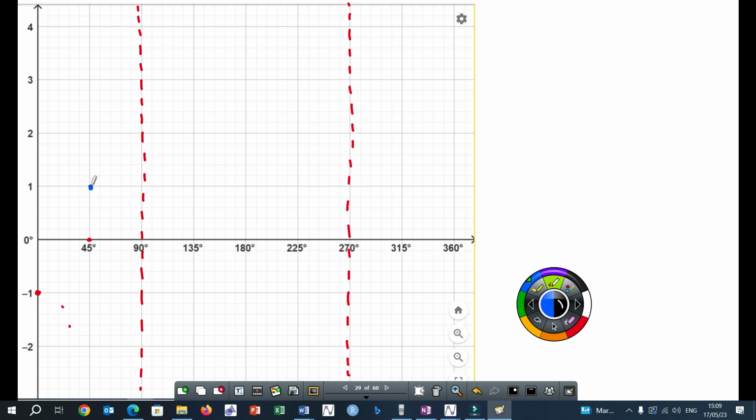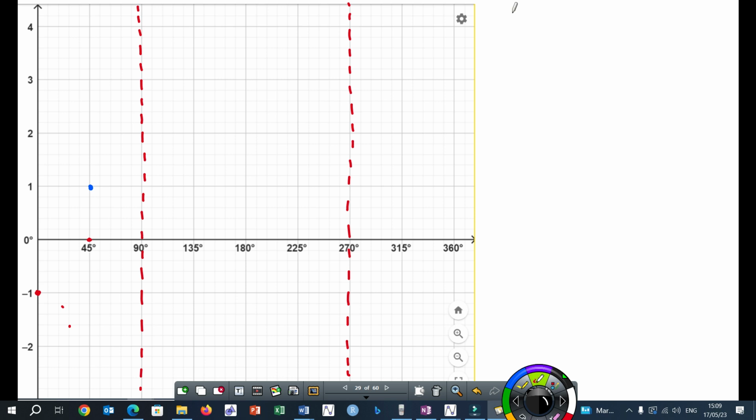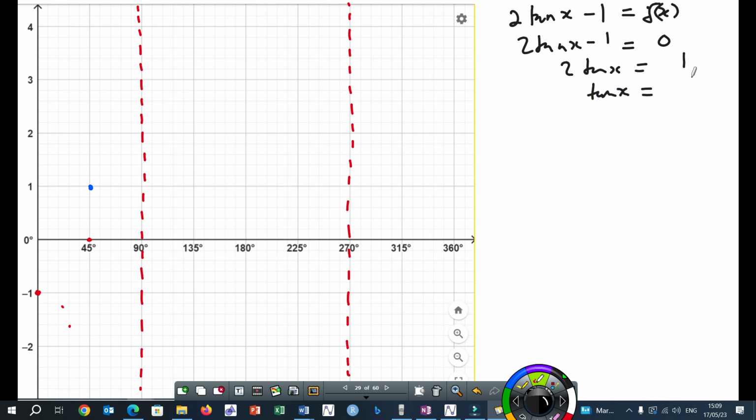Now, what this means is we need to know what the x-intercept is. To get that x-intercept, you have to put y equal to 0. We are back to equations now. So 2 tan x minus 1 is equal to f of x, right? So we put 0 there. Then we have this equation, 2 tan x minus 1. So we get 2 tan x equal to 1, and then tan x is equal to what?